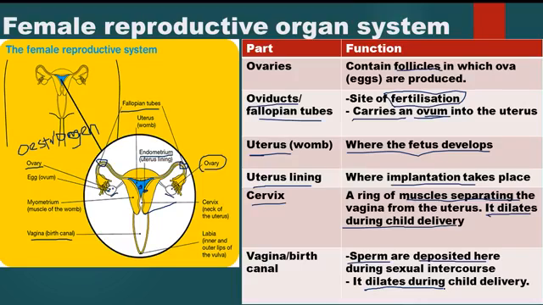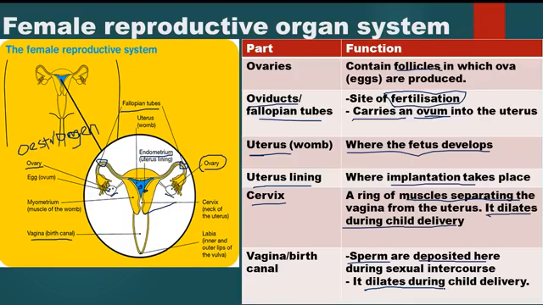The ovaries, okay? The ovaries have 2 functions. That's where the eggs, or the ova, are made. Then also it's the one responsible for the secretion of estrogen. Then we have the fallopian tube, or the oviduct, the site of fertilization.